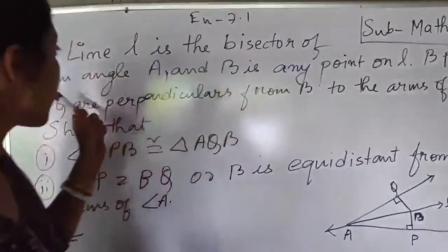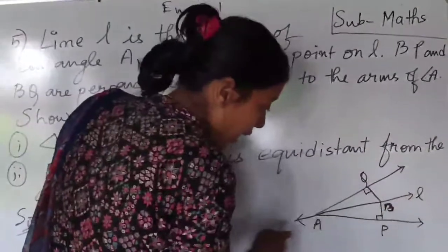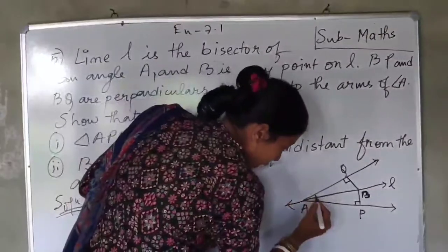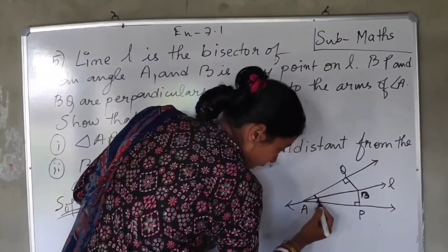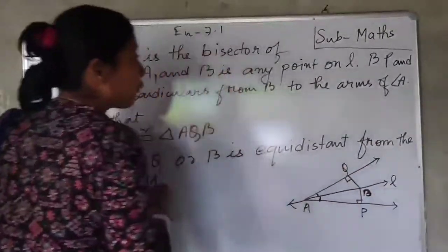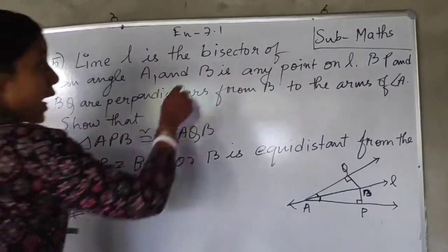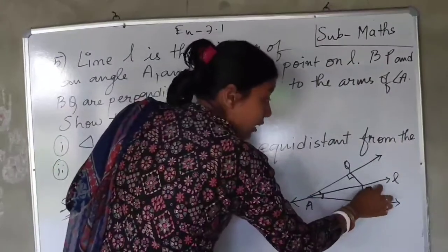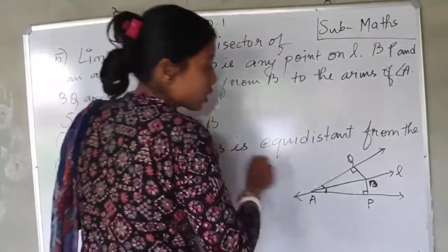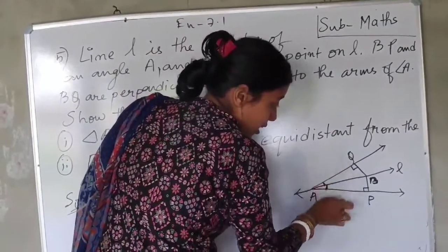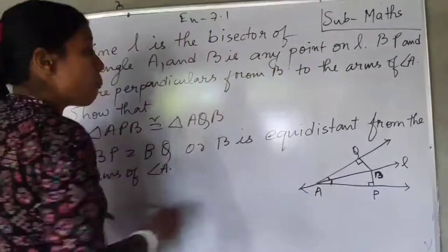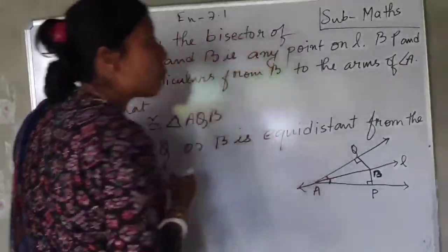Line L is the bisector of an angle A. This line L is bisecting angle A into two equal angles. Since it is a bisector, it will bisect into two equal parts. B is any point on L, and from B, BP and BQ are drawn perpendicular to the arms of angle A. These are the arms of angle A.